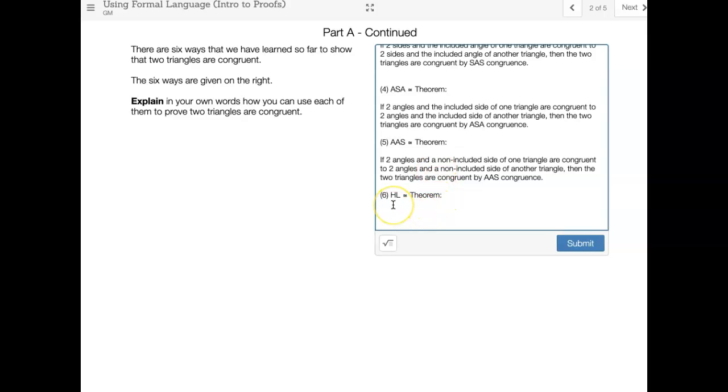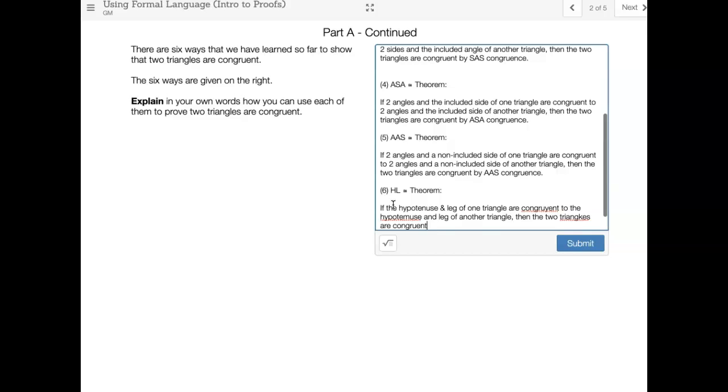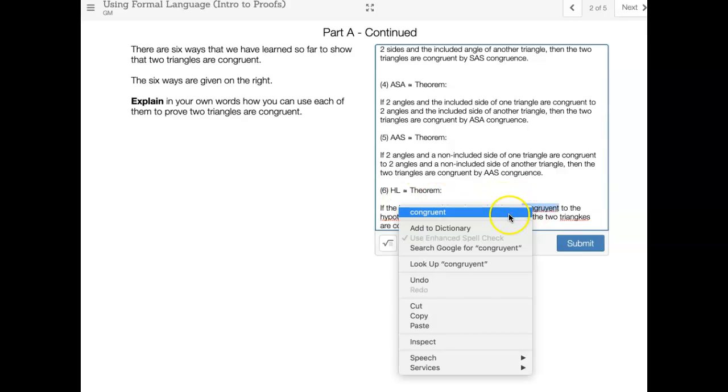Okay, this last one deals with right triangles. Hypotenuse-leg is for right triangles. I'm just going to rewrite this one; I'm not going to copy and paste because everything is so different for this one. If the hypotenuse and leg of one triangle are congruent to the hypotenuse and leg of another triangle, then the two triangles are congruent. Let me fix all these typos.